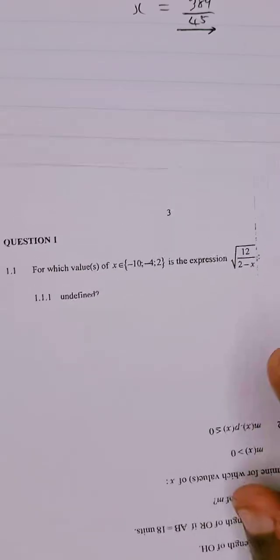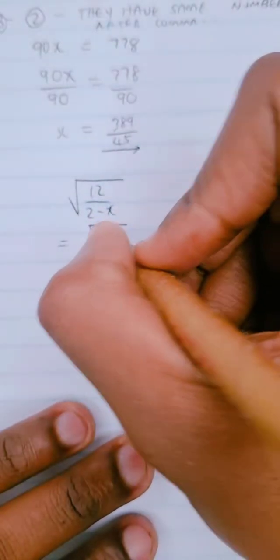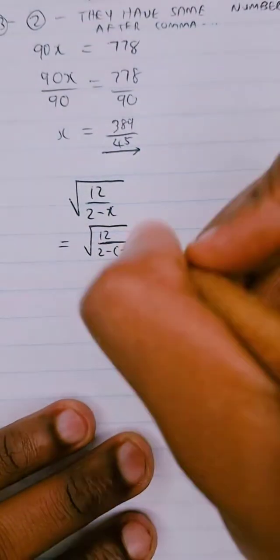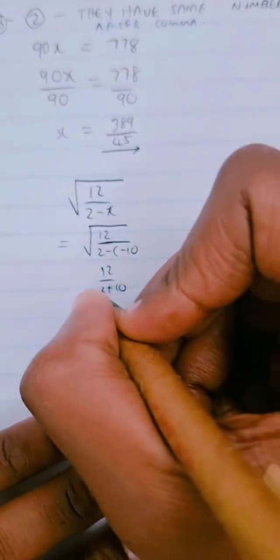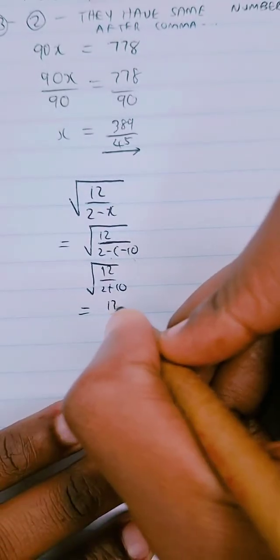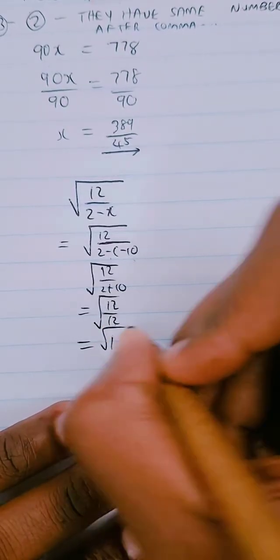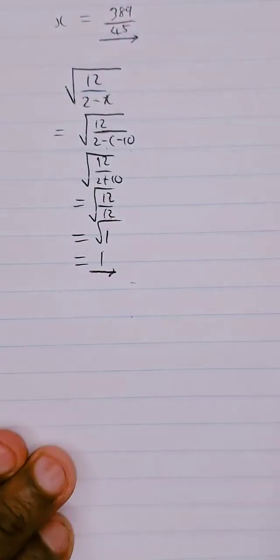I'm going to check that out, so let's check this. The square root of 12 over 2 minus x. If we substitute negative 10, that's 12 over 2 minus negative 10. Now we know a negative times a negative, so 12 over 2 plus 10. That means 12 over 12, which is 1. The square root of 1 is 1. So this does give us a rational number, no doubt, because 1 is a rational number.